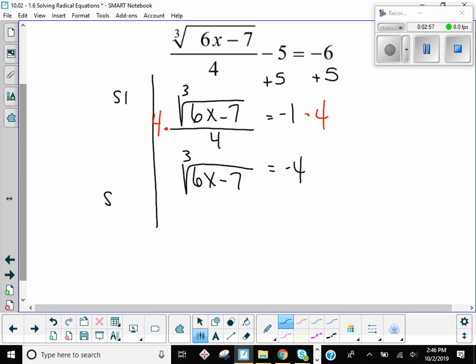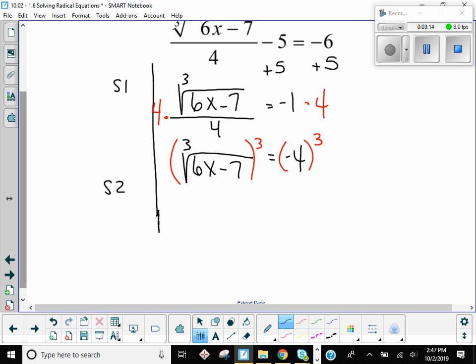And then the next step is to apply the power you need to cancel the root. In this problem, what power is that? 3. Okay. So raise both sides to the third power. So on the left, the power cancels out the root, leaving you just what's underneath, which is called the radicand, 6x minus 7. Yeah, not the radicand. You beat me to it. I've said that joke before, apparently.